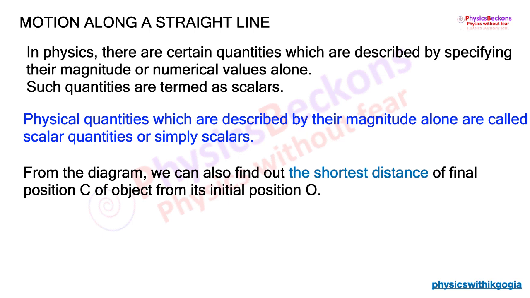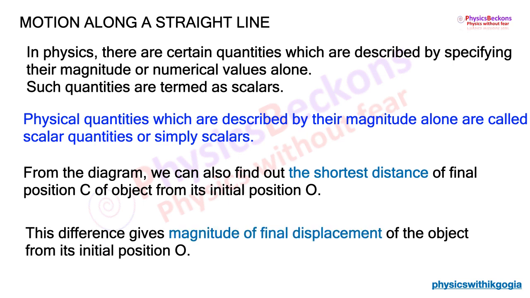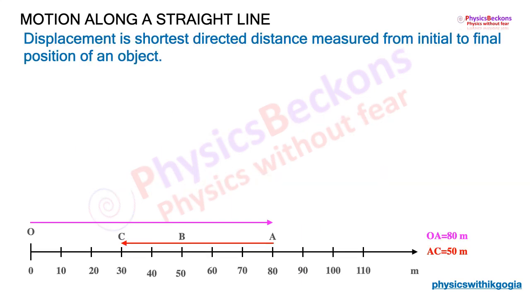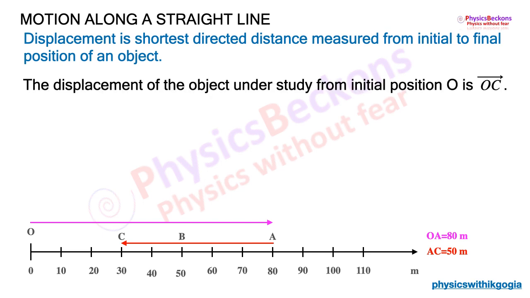From the diagram, you can also find out the shortest distance of the final position C of the object from the reference point or origin or the initial position O. The difference gives magnitude of final displacement of the object from its initial position. Let us have a close look at the diagram. The particle or the object started from point O and finally it reached C. The shortest distance from this initial point to the final point is OC.